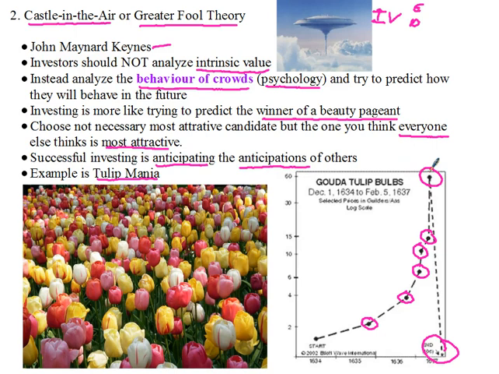So in other words, the idea here is that you want to buy tulips before everybody else buys them, and you want to sell them before you think everybody else is going to sell them. That's what I mean when I say successful investing is anticipating the anticipations of others. That's what I mean by that concept. So let's just talk about two more things before we finish up on this video.